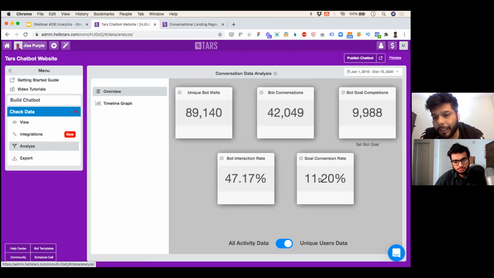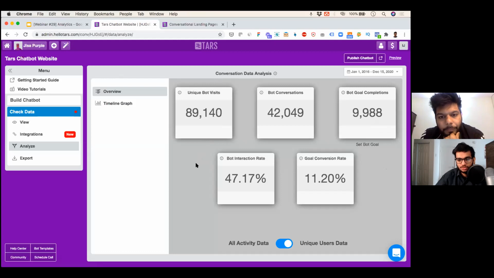Now that number was like 10.9% or something, and now it has increased to 11.2%, because the number of goal completions has increased. There were almost, I think, 200 odd people who had given the email in that particular gambit as well, but that was not being counted toward goals, right? So this is how you would use multiple gambits as goals.